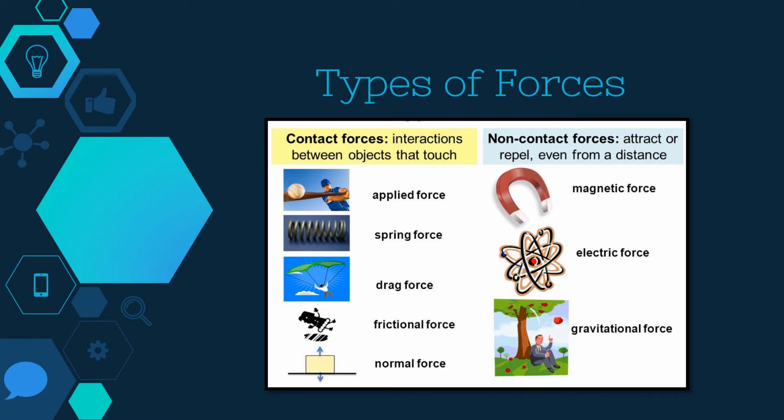Now, to give you an idea, let's have a short recap of the different types of forces. We can classify them into two classifications, and those are the contact forces and of course the non-contact forces. When we speak of the contact forces, it refers to the interaction between the objects that touch. So it includes applied force, spring force, drag force, frictional force, and of course we have the normal force. On the other hand, the non-contact forces are those that attract or repel, even from a distance. So it includes the magnetic force, the electric force, and the gravitational force.